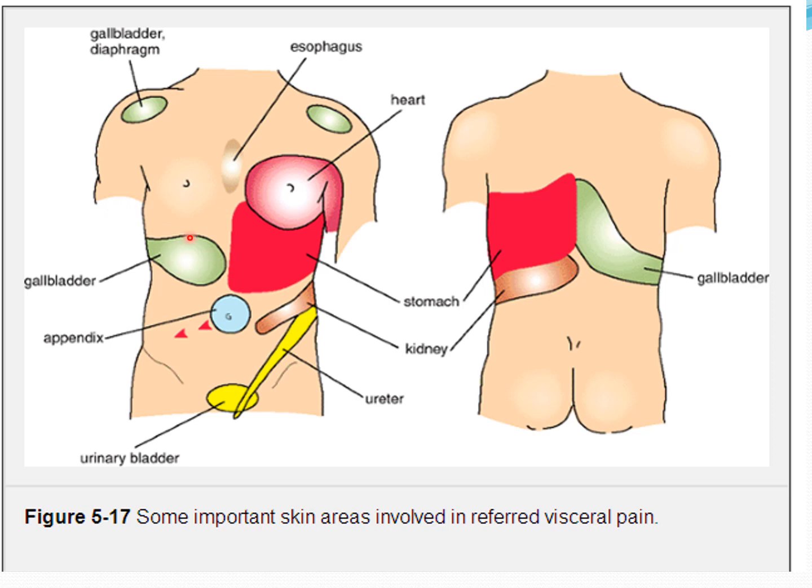Gallbladder pain is referred to the tip of the shoulder. Here, heart pain is referred to the tip of the left side of the shoulder. Esophagus pain gives a burning sensation. Here stomach pain is referred. Kidney pain is referred from loin to groin. Ureteric stone pain is referred from the anterior to posterior, loin to groin. Here is the referred pain for the urinary bladder. These are the important skin areas involved in referred visceral pain.